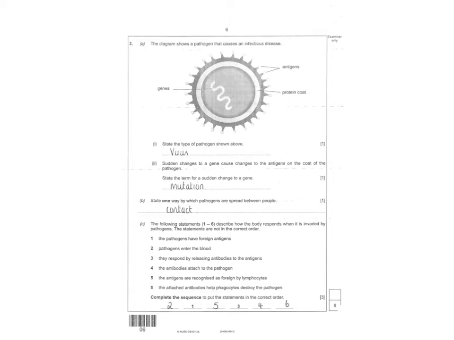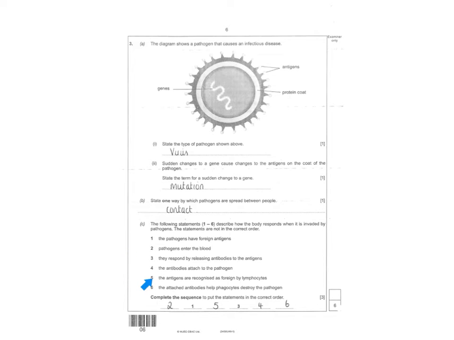The following statements describe how the body responds when it's invaded by a pathogen. The statements are not in the correct order. Complete the sequence and put the statements in the correct order. So we start with number 2. Pathogens enter the blood. The pathogens have foreign antigens.